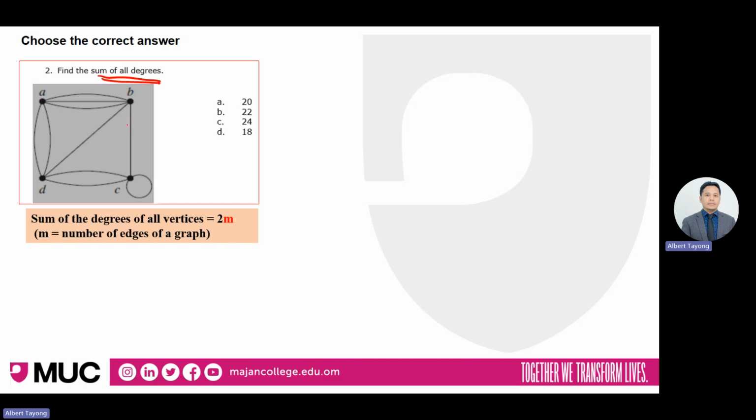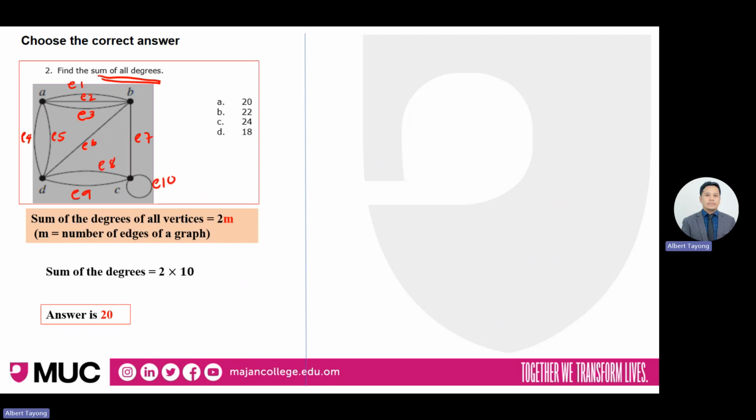So this is our graph containing 4 points, A, B, C, D. So using 2m, that would be 2 times 10, which is equal to 20. Now, if you're confused, try to label the edges. Like this is E1, this is second edge, E2, E3, E4, E5 in any order, E6, E7, E8, E9, and E10. So we have 10 edges. This is our m. Okay, including the loop. So the answer is 20.